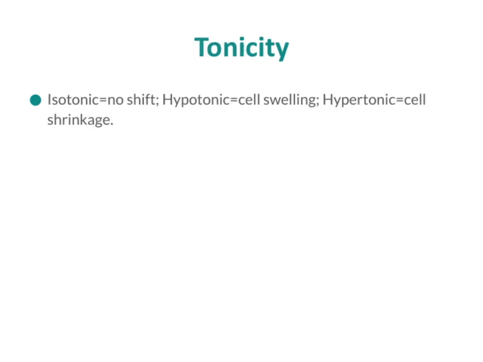Tonicity describes how the concentration of solutes outside a cell compares to the inside. When it's isotonic, there's no net movement of water. The cell stays the same size. In a hypotonic solution, water rushes in, causing the cell to swell. And in a hypertonic solution, water leaves the cell, making it shrink. Understanding these shifts is key to grasping how cells interact with their environment.